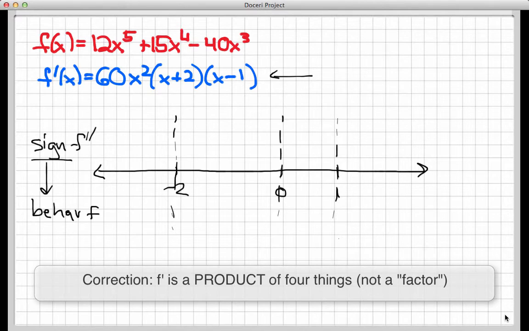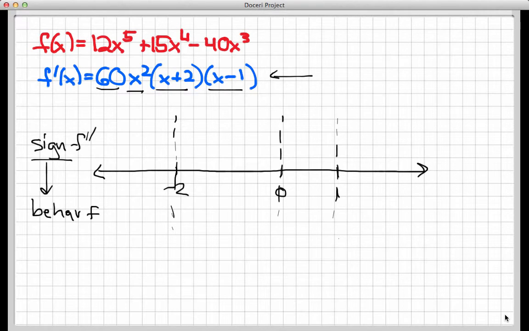Notice that f prime is a product of four things: 60, x squared, x plus 2, and x minus 1. Now 60, of course, is a constant and never changes its sign. So what I really want to think about is what is the sign of each of those three variable quantities on the four intervals that you see here. Let's look at the interval here on the far left and just think about the numbers in here. These would include numbers such as -3, -10, and so forth.